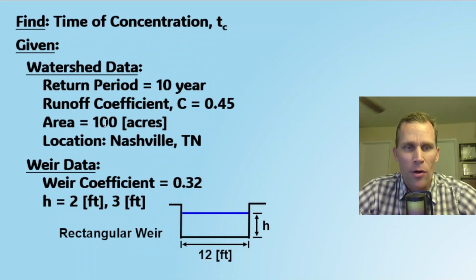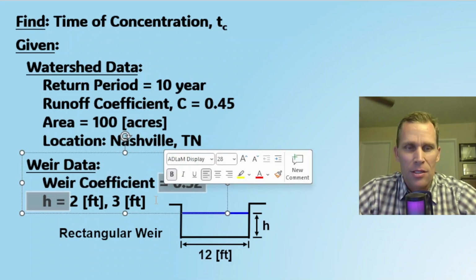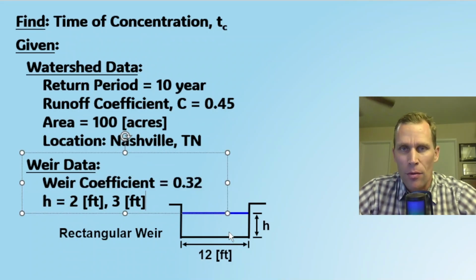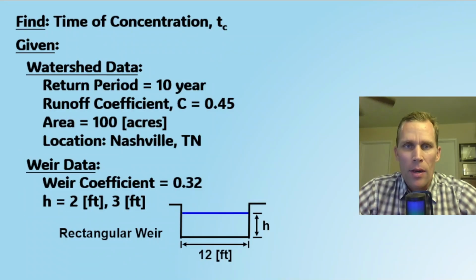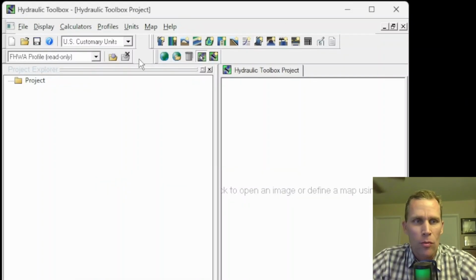We also have some watershed parameters. Like I said, return period is 10 years, runoff coefficient, the total area, and ultimately we're going to be solving for this time of concentration, actually two different times of concentration, one for each different height of flow through the weir. All right, so here is our hydraulic toolbox.